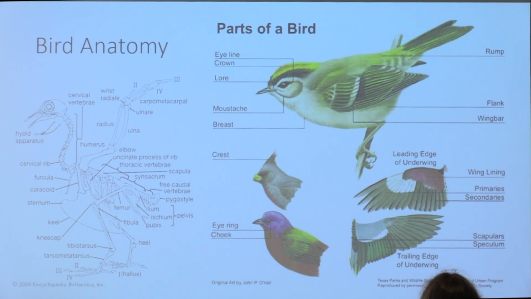And then we also have this wings diagram. We're going to have primary feathers on the outside, secondaries more on the inside, and the trailing edge is going to be this underwing section here. So we'll talk about that as well.